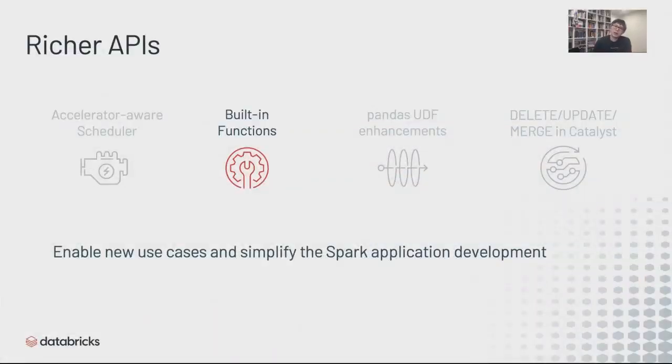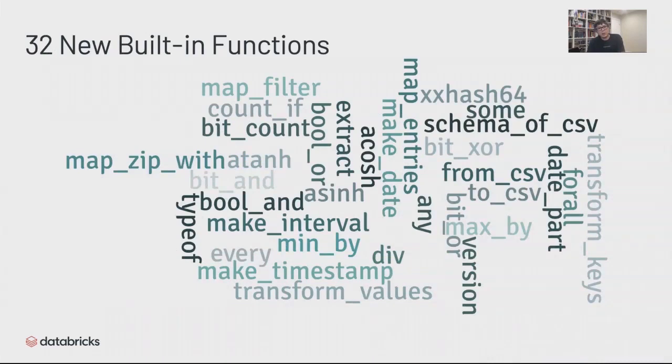In this release, we also introduced 32 new built-in functions and added higher order functions in the Scala API. Among these built-in functions, a set of map-specific built-in functions like transform_keys, transform_values, map_entries, map_filter, and map_zip_with are added for simplifying the handling of the map data type.